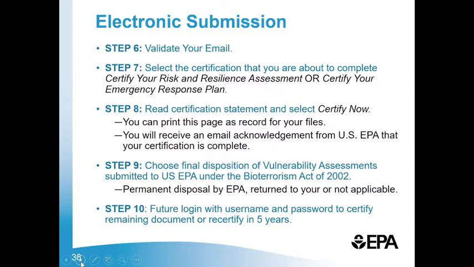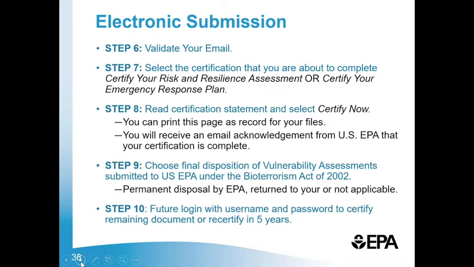You'll validate your email, and then you'll move on to certifying your risk and resilience assessment or certifying your emergency response plan. Once you select that you're ready to certify, the certification statement will appear on the screen. You'll click Certify Now. You can print this page for your records, and then you'll also receive email acknowledgement as well. They'll provide a time and date stamp with the actual time and the date that you go in to certify.